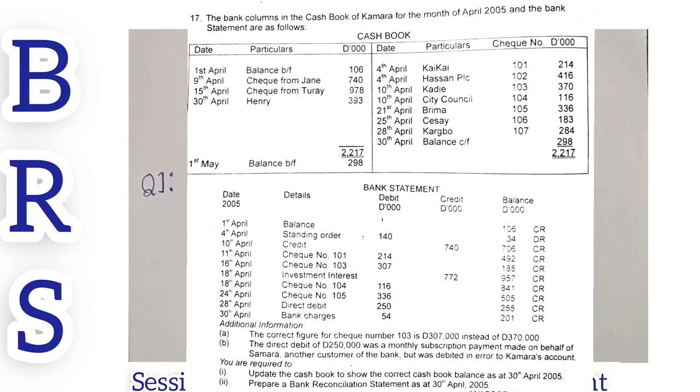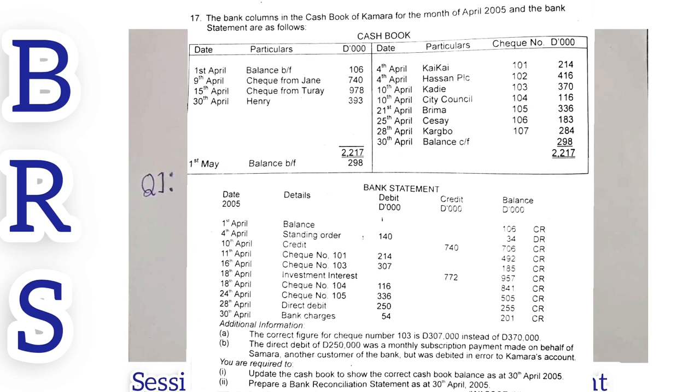Then B, the direct debit of 250 was a monthly subscription payment made on behalf of Samara, another customer of the bank, but was debited in error to Camara's account. So you see, this is a wrong debit, because they bear similar names. When you start to read correction of errors, you will understand these similar names we are talking about. But that's not the case we are dealing with.